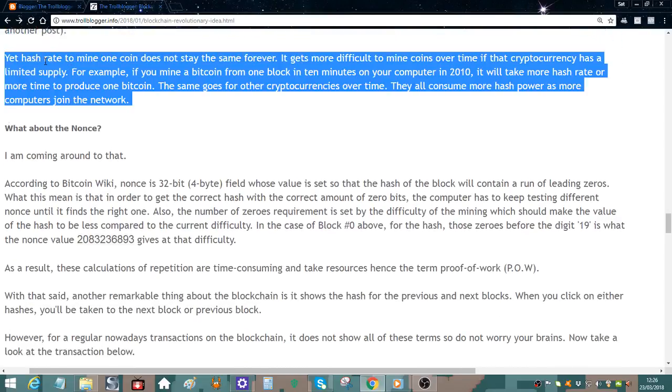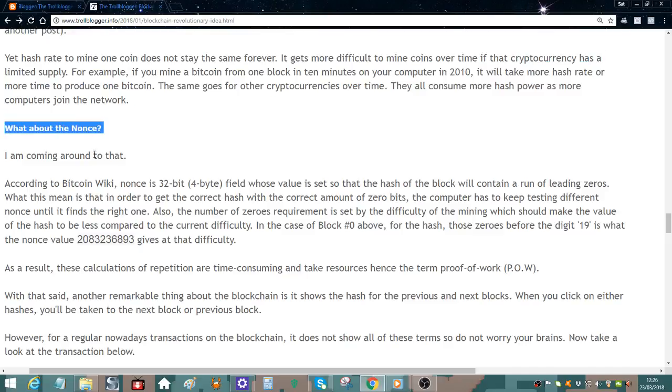Yet the hash rate to mine one coin does not stay the same forever. It gets more difficult to mine coins over time if that cryptocurrency has a limited supply. For example, if you mine a Bitcoin from one block in 10 minutes on your computer in 2010, it will take more hash rate or more time to produce one Bitcoin now. The same goes for other cryptocurrencies over time. They all consume more hash power as more computers join the network.